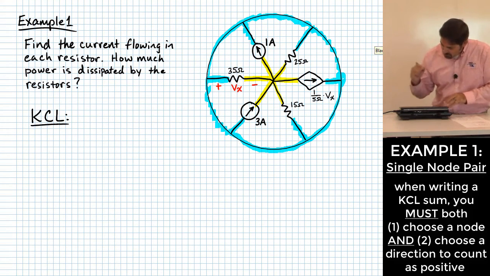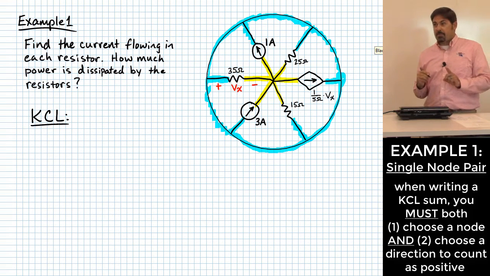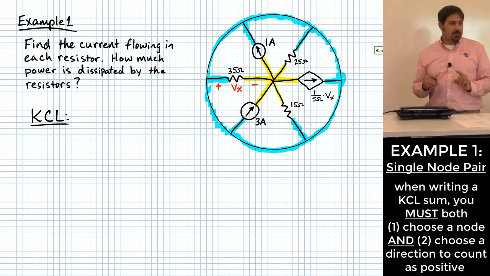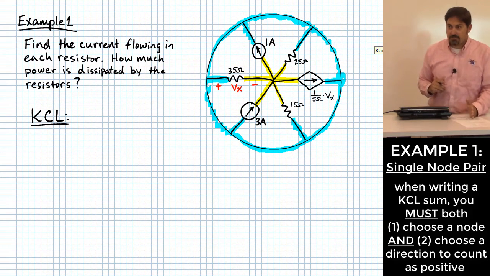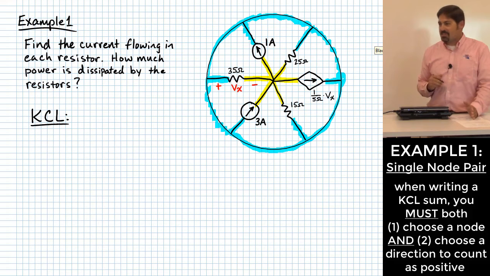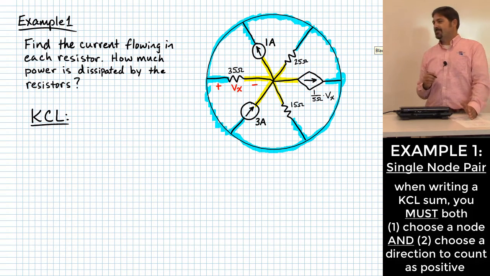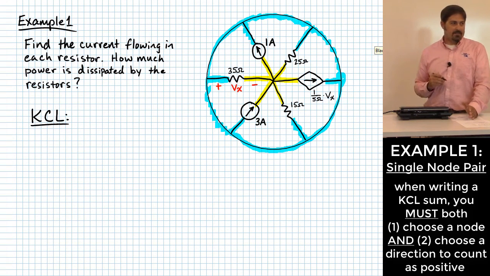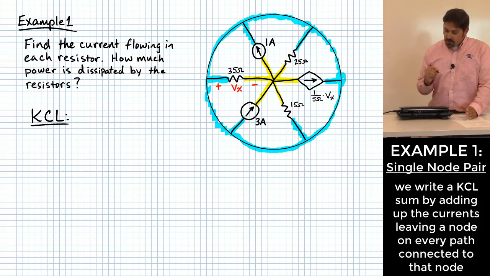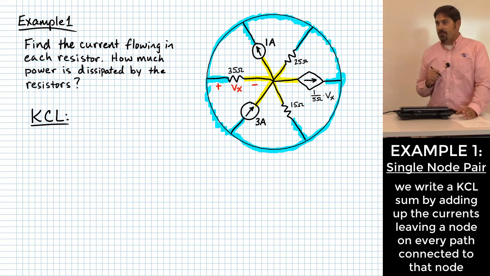All right, and we have to pick a direction to be positive. To be a good example to you here, my very first time I said leaving is positive. I am probably never going to depart from that. I'm going to do that pretty much every time. So leaving is positive. Now let's go through each of our elements and figure out how much current leaves the yellow node on each one of the branches of this circuit.